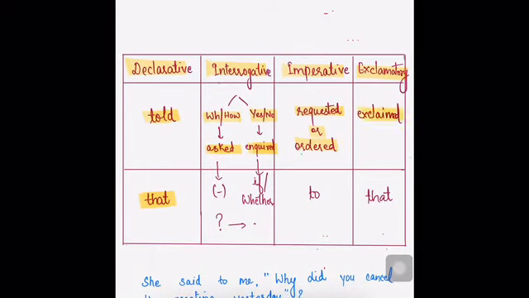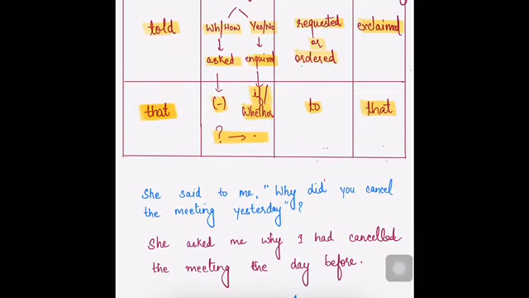And what are the changes in connectives or conjunctions here? In declarative, that, and in interrogative, if it is the WH questions, there will be no change, and if it is yes no, you will use if or whether, any of them is correct. Also, one more change is question mark will change into full stop. Imperative, what conjunction you will use? To, and in exclamatory, that. I hope it is understood.